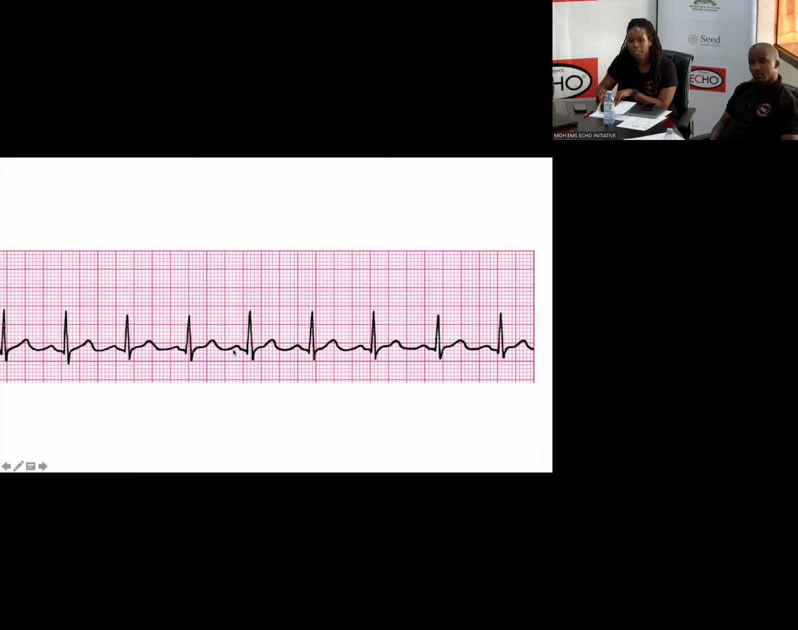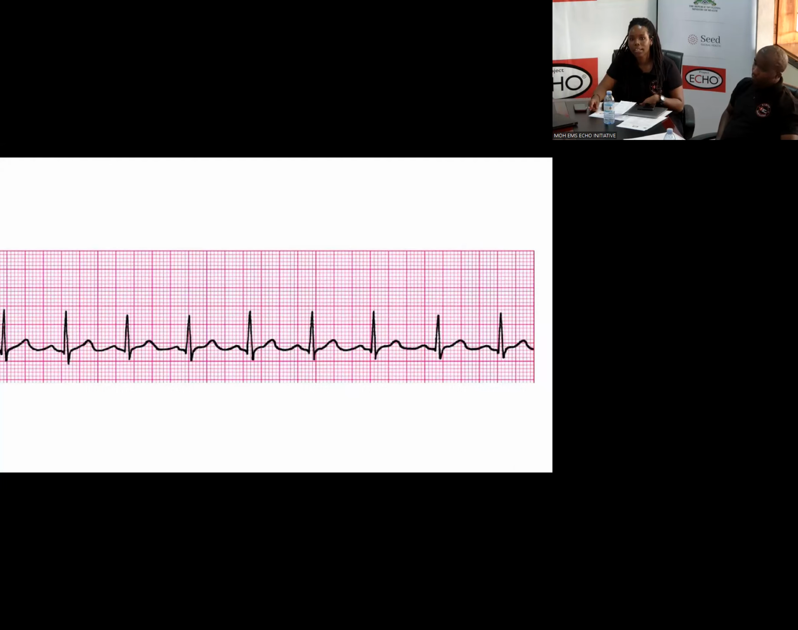The other thing we want to make sure of is that every P wave is followed by a QRS wave. If we see that every P wave is followed by a QRS wave, then we at least know we are having good atrial depolarization. So we've looked at heart rate, we said heart rate is 100, looked at regularity, we said this rhythm is regular, and the P wave looks normal. Because we have a P wave and it's present throughout the rhythm, I can call this a sinus rhythm.